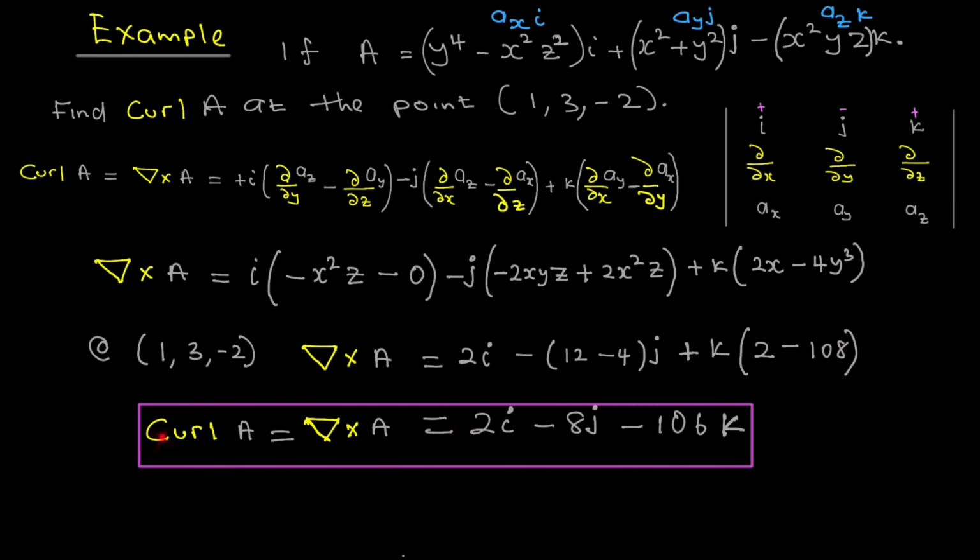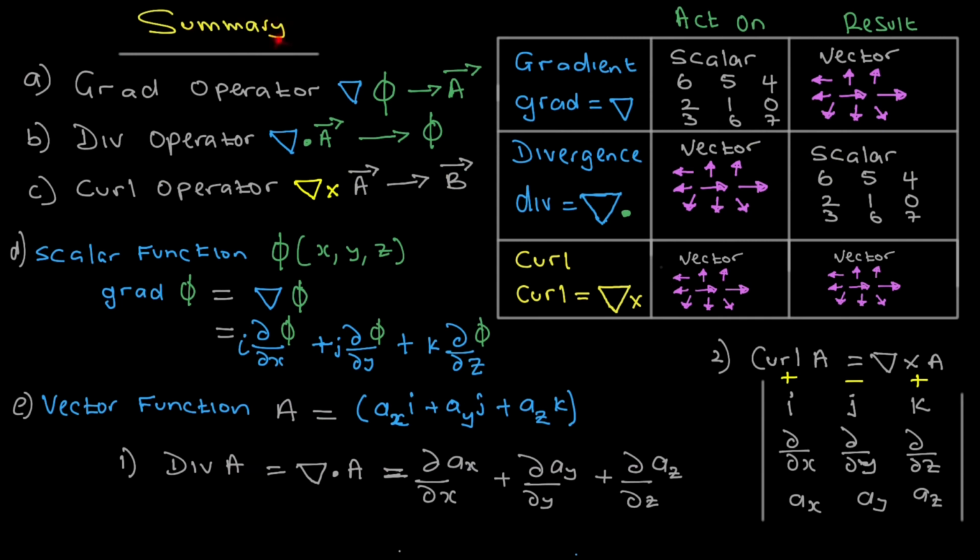And so now the curl of A, or del cross A, will be equal to 2i minus, that's minus 12 plus 4, is minus 8j, minus 2 minus 108, minus 106k. Now we can see that when we curl A, which is a vector, we get another vector. So, in summary, the grad operator operating on phi, a scalar field, gives a vector field.